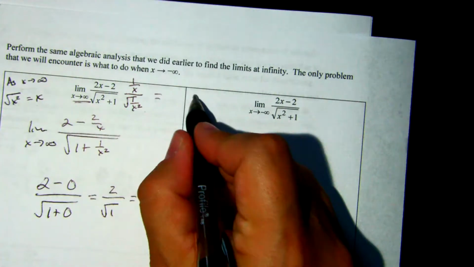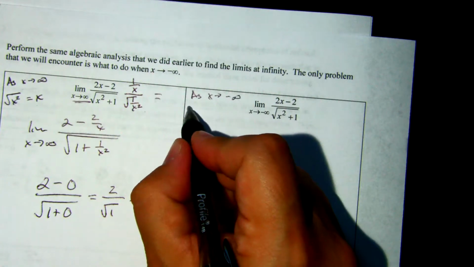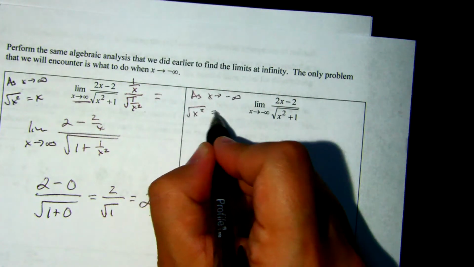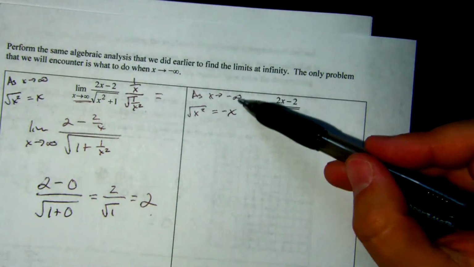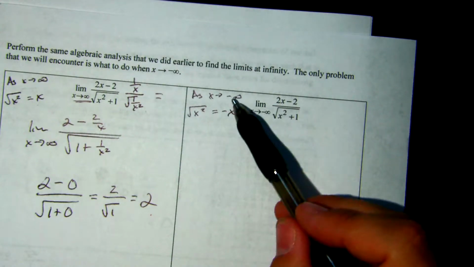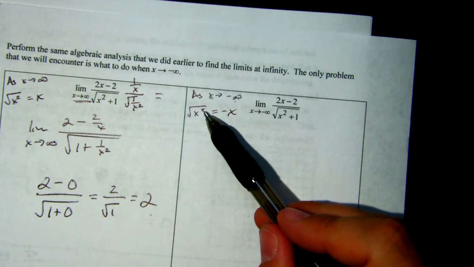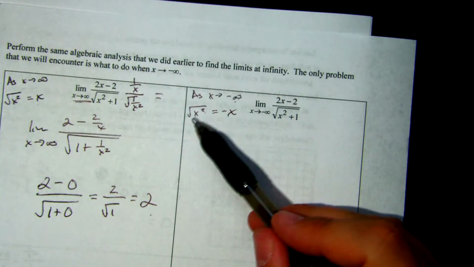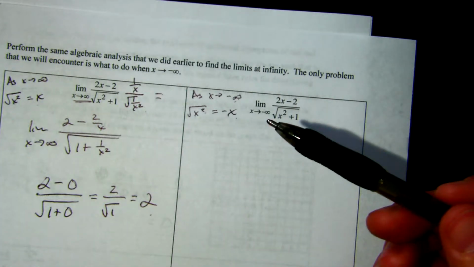As x goes to negative infinity, the square root of x squared is going to equal negative x. And if you don't believe me, just imagine you took a negative number, say negative 10. Negative 10 squared would be 100, and the square root of 100 would be 10, so we'd end up with the opposite sign of whatever we started with.